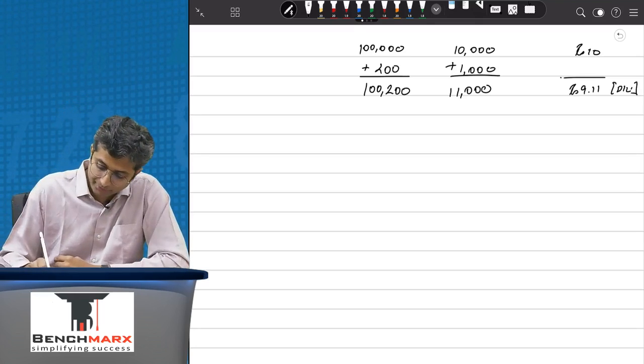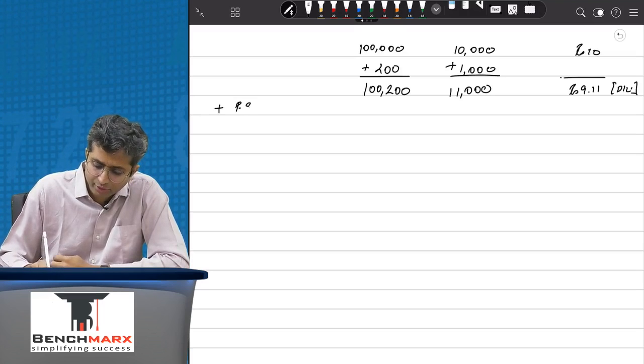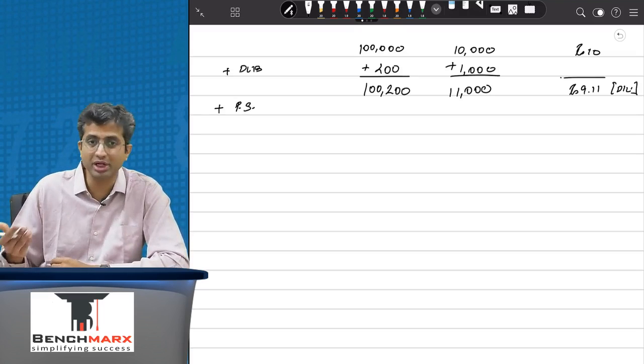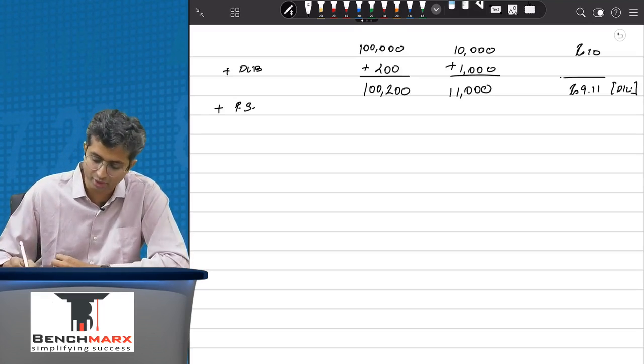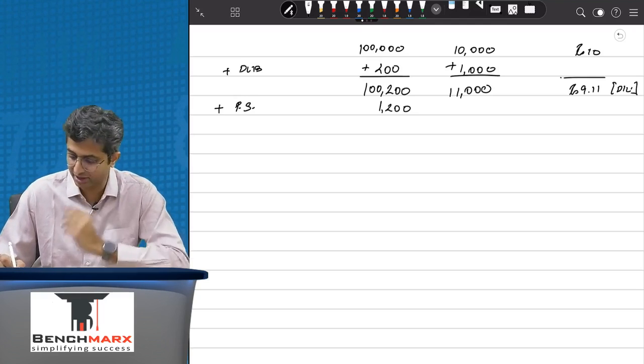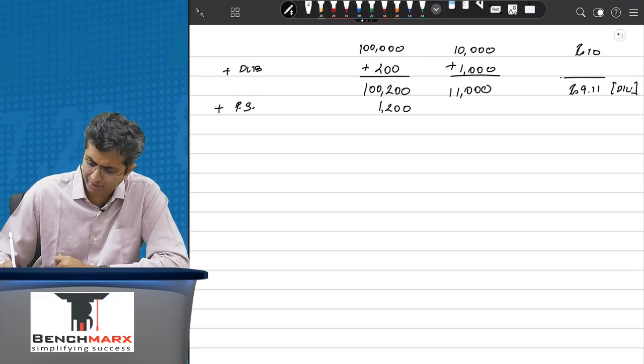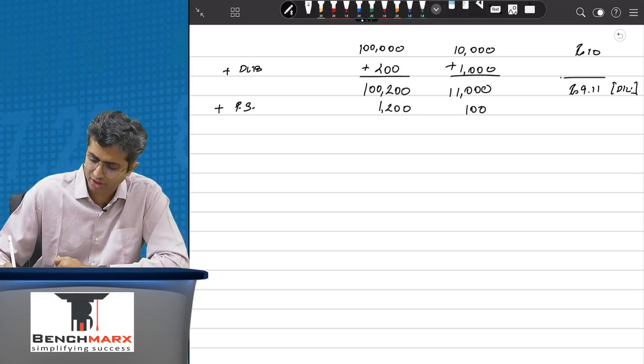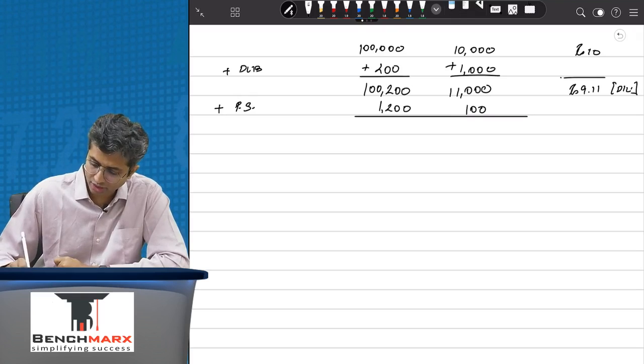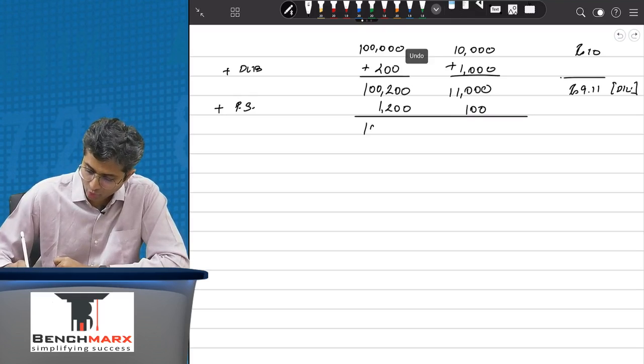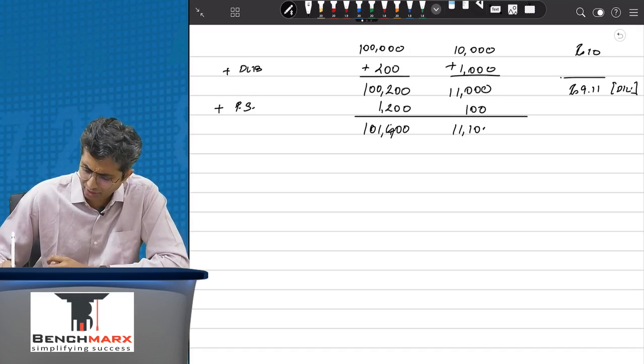Now, since this is dilutive, you will go to the preference shares, the second item. So when we go to the preference shares on a cumulative basis, debentures have been proven to be dilutive. Now, when you look at preference shares, they could be dilutive, they may not be as well, depending on the numbers. So this is 1200, and here on conversion you get 100, which means the total profit will be 1 lakh 1,400, and this will be 11,100. If you divide this, this is around 9.13, which is anti-dilutive because it is increasing.